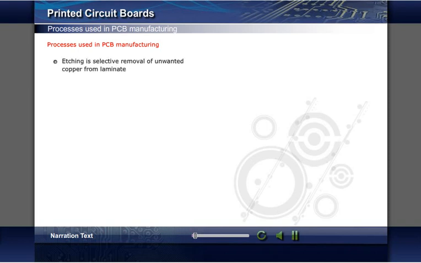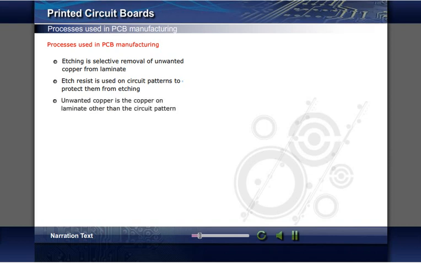Etching is selective removal of unwanted copper from laminate. Etch resist is used on circuit patterns to protect them from etching. Unwanted copper is the copper on laminate other than the circuit pattern.